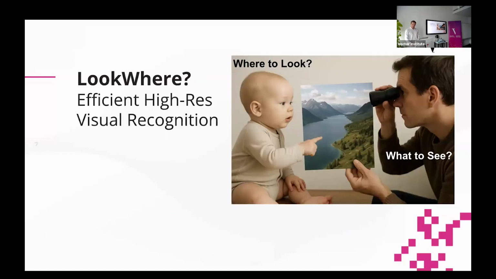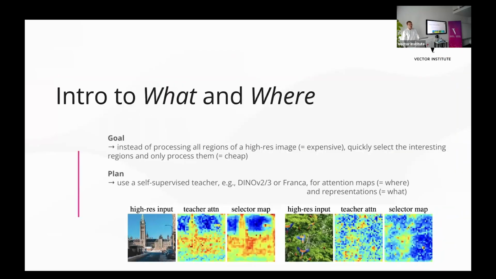Okay, so next project is called LookWhere, for efficient high-resolution visual recognition. Our goal is, instead of processing all the regions of a high-resolution image, which would be extremely expensive, we're going to quickly select the interesting regions and only process them, right? And if you're only going to process the interesting regions of a high-resolution image, then it's going to be much cheaper, because if that's like 5%, then you're only computing 5% of the locations on the image.